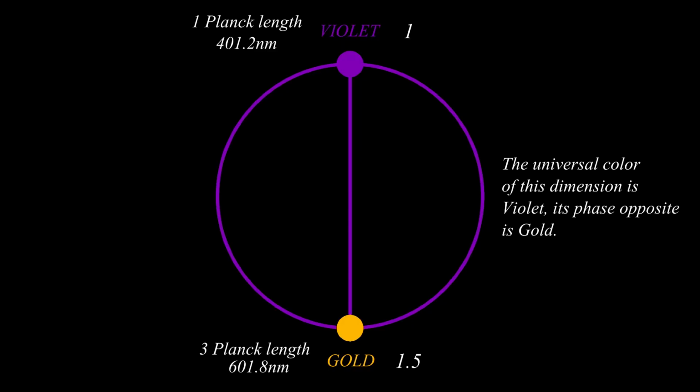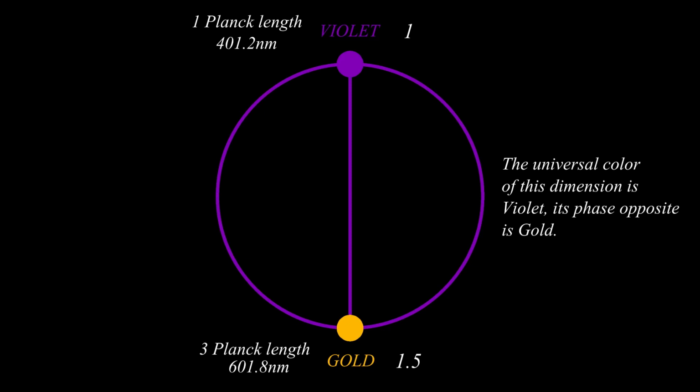Moving on, what's even more intriguing is that the phase opposite color of violet calculates to being gold. And on the diagram that you see, you'll see that the Planck length times 1.5 when mapped around the circumference of a circle equals the approximate color of gold. The Planck length being 401.2 nanometers and gold being 601.8 nanometers, approximately.